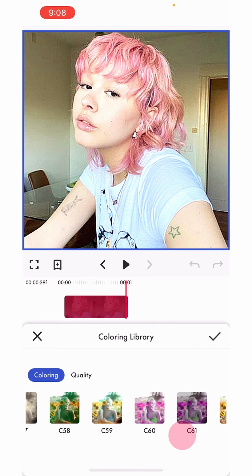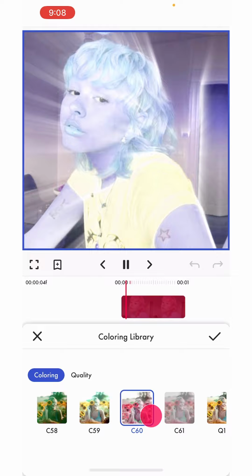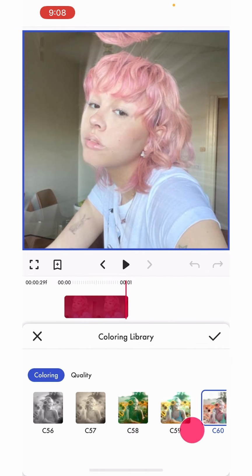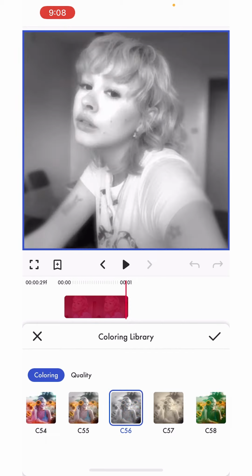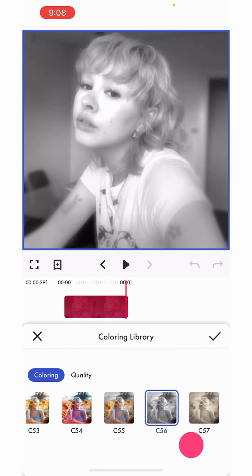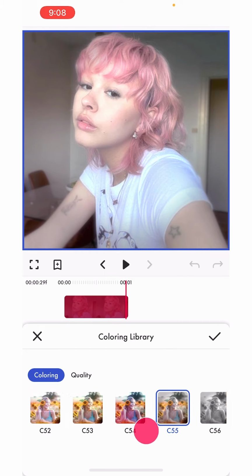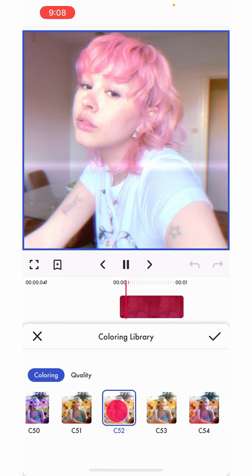There are other sorts of colorings that include flashes and shakes as well as rays too. There are also black and white colorings, blur colorings, and flare colorings.